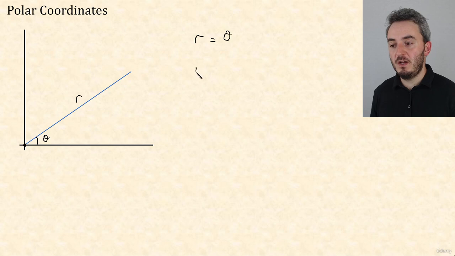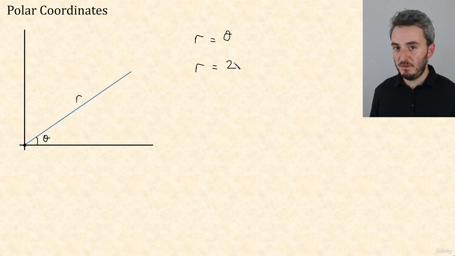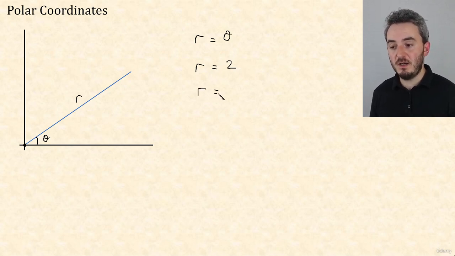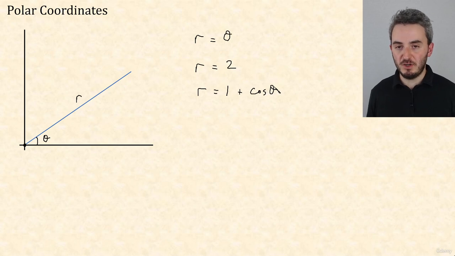Or we could have r equals 2. So that is just where, regardless of what theta is, the distance to the origin is always 2, or we could have more complicated ones like r equals 1 plus cos theta. Let's head over to GeoGebra and explore what these even look like.